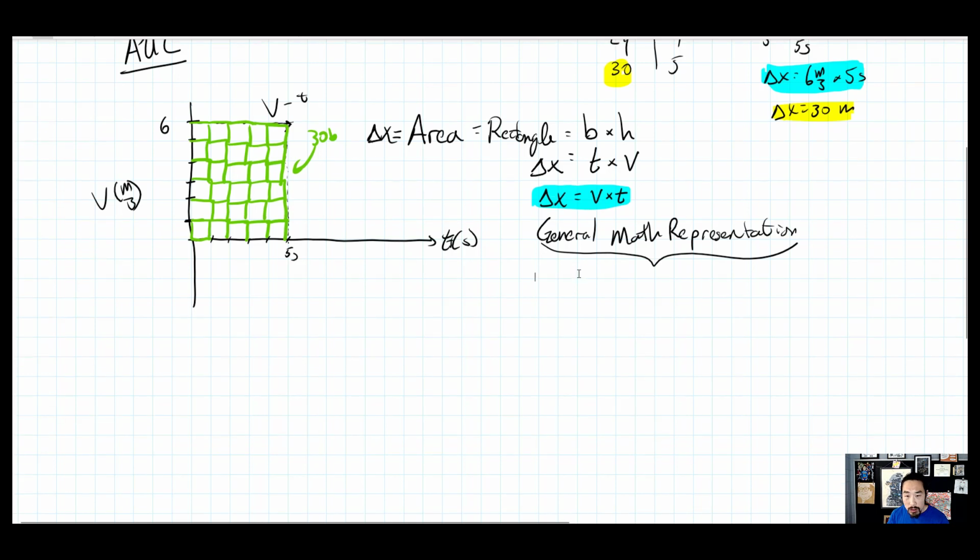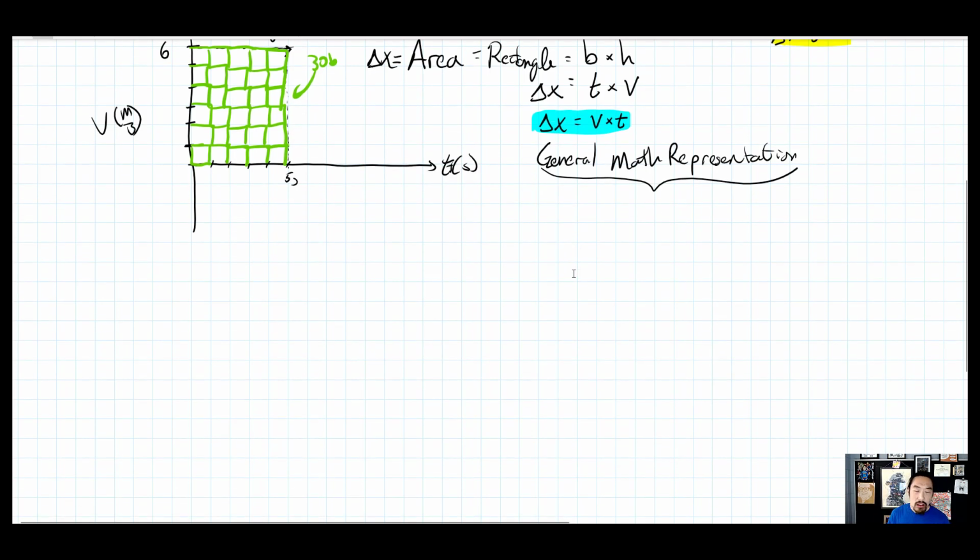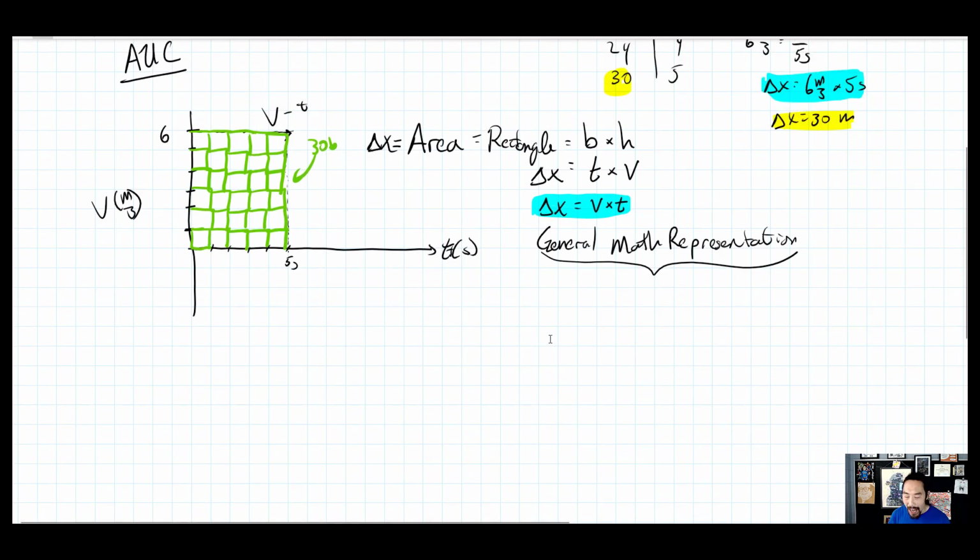Now from here we found that the displacement is equal to the velocity times the time, and we got that by looking at the graph and seeing that if we traveled 6 meters per second for 5 seconds, we traveled a total of 30 blocks, right? And then we said that those blocks represent this area, and the area was this area for a rectangle. Now, here's what's really cool about this.